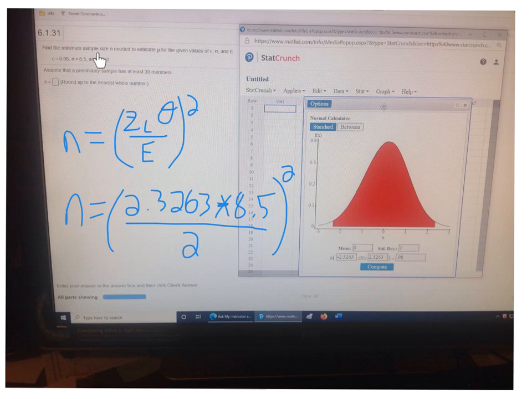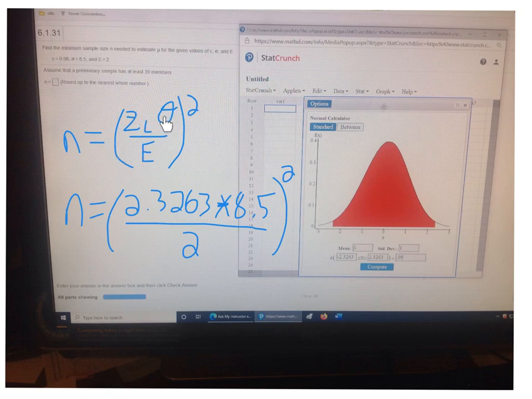Find the minimum sample size needed for the estimate mu for the given values c, sigma, and E. So c is 0.98, sigma is 8.5, and E is 2. And you'll round this to the nearest whole number. So here's the formula: z sub c times sigma over E, the quantity of that squared.